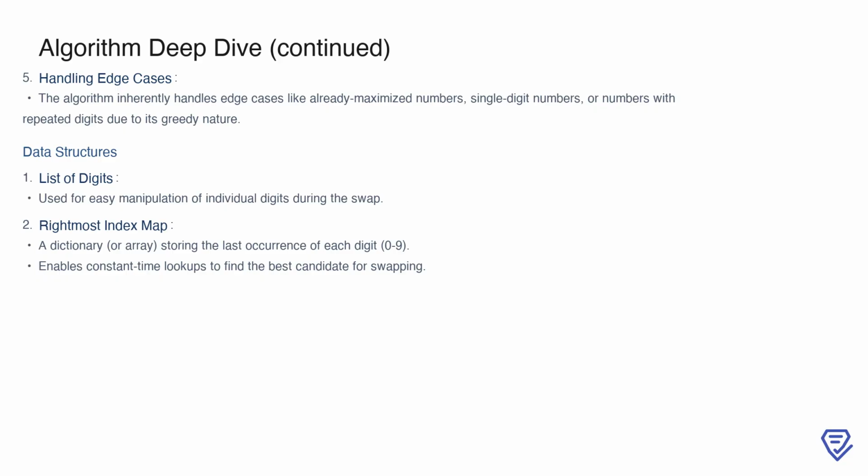The data structures used in this solution include the list of digits for easy manipulation and the rightmost index map for efficient lookups. Together, these components ensure the algorithm is both simple and highly effective.